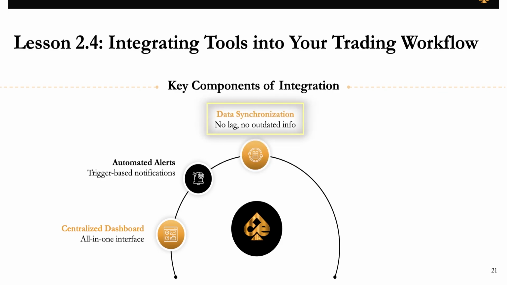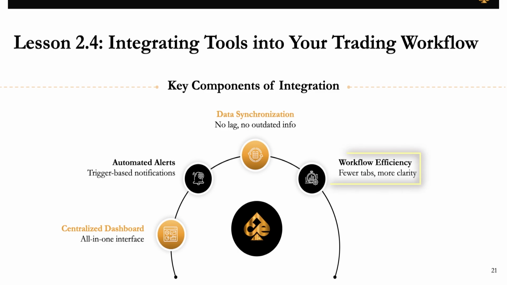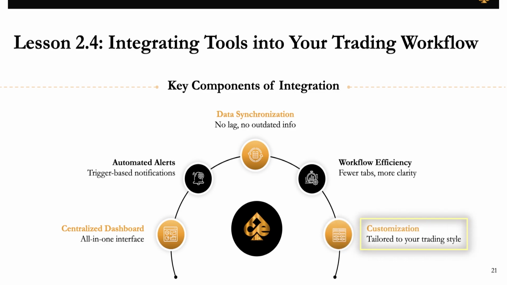Then you have data synchronization, no lag, no outdated info. Having up-to-date information and data is important. It's not the most important thing, but this is important. It's going to help you understand what's going on in that specific present moment. So you have workflow efficiency, fewer tabs, more clarity, which is very important. All these things are generally just helping you with your mindset. Then customization tailored to your trading style.